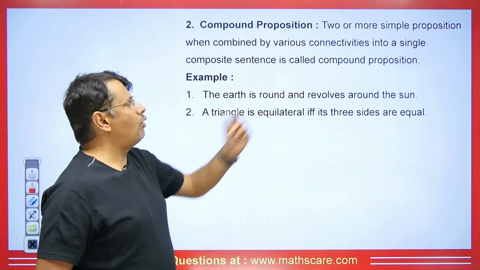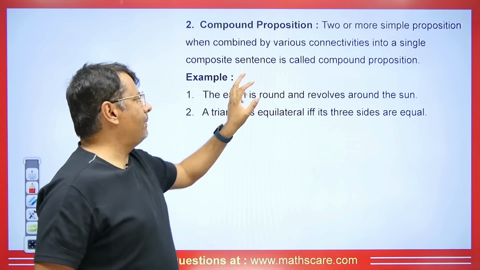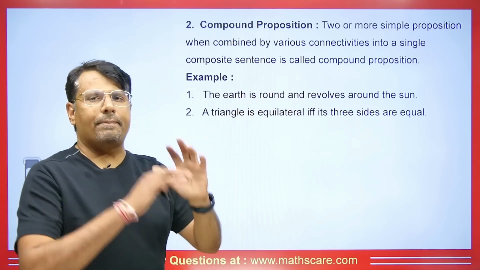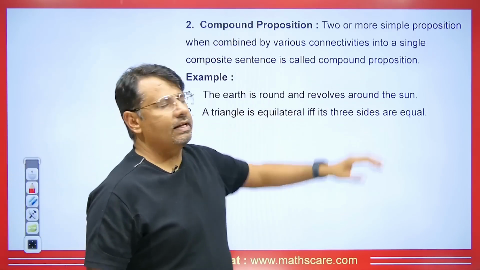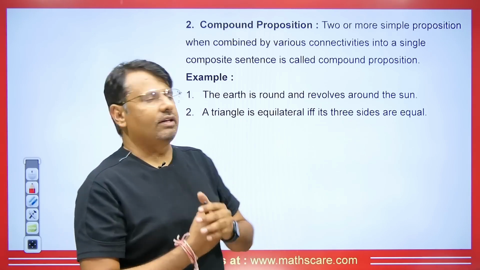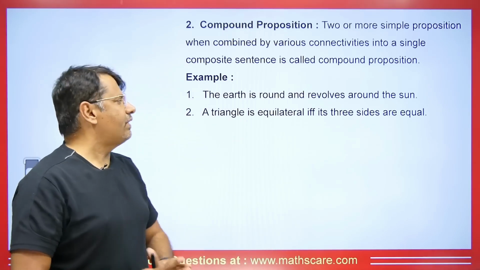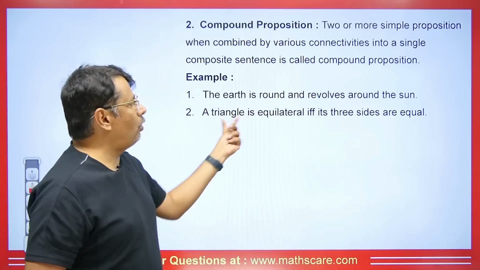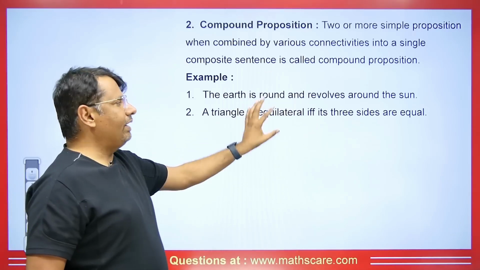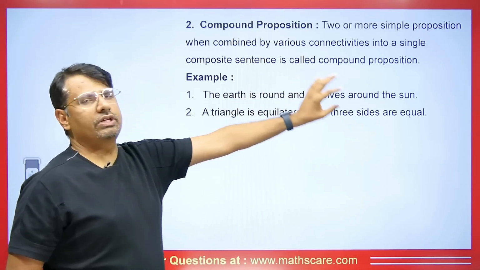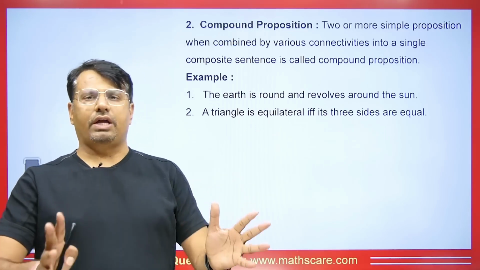The earth is round and revolves around the sun. So there are two statements here. One is that the earth is round and the other statement is that it revolves around the sun. And the second example is that a triangle is equilateral if and only if its three sides are equal. So here it is saying two things. First thing is that we have an equilateral triangle. But when is this possible? Only when all three sides are equal.